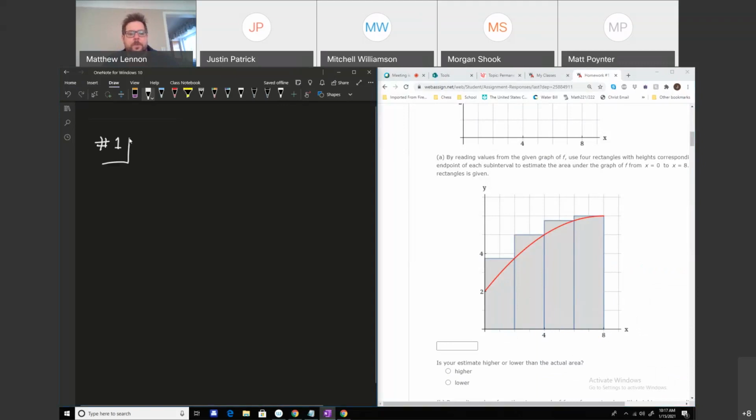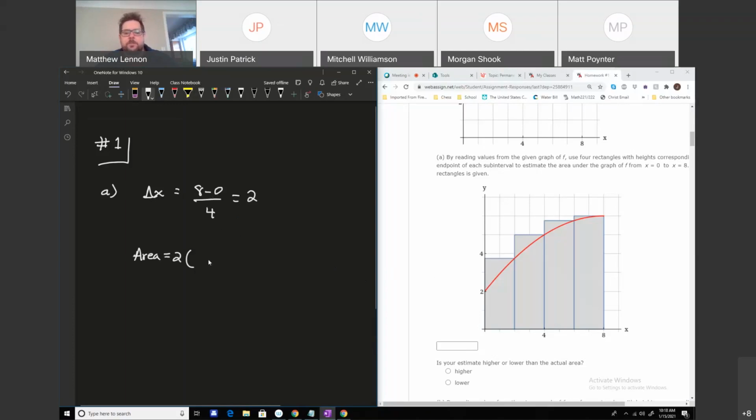part A here, the widths are all consistent. That's like our delta x. And there's four rectangles along a span from 0 to 8. So you could think of that as 8 minus 0 divided by the number of rectangles, 4. So our width is 2. So our area here is just going to be 2.